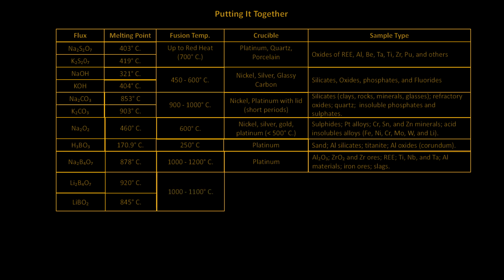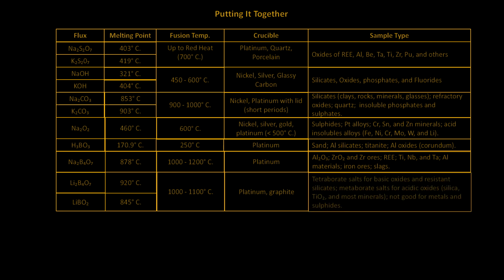Lithium tetraborate melts at 920 degrees centigrade, while lithium metaborate melts at 840 degrees C. Both will fuse between 1000 and 1100 degrees centigrade. The most common is a graphite crucible. Platinum is also used. Tetraborate salts are used for basic oxides and resistive silicates, whereas metaborates are used for the acidic oxides, such as silica, titanium oxide, and most minerals. Both of these fluxes are not suitable for metals and sulfides.